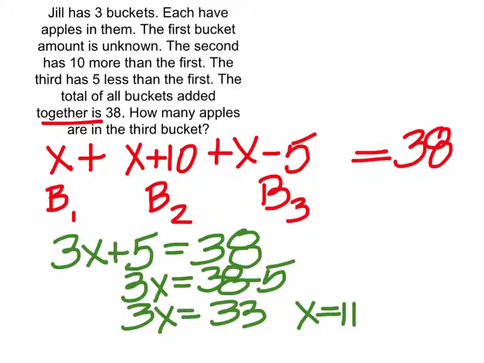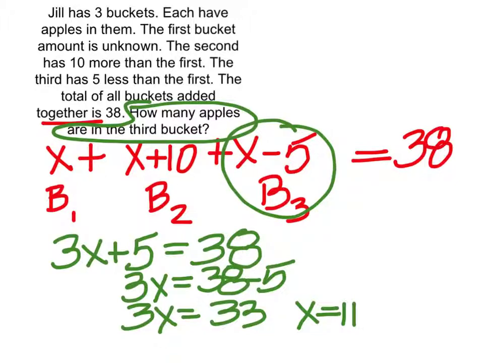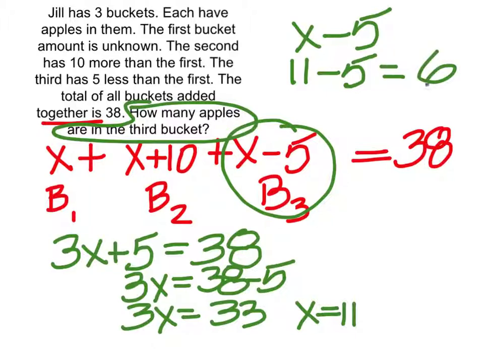Now 11 represents which bucket? Bucket 1, right. So don't make the mistake of stopping once you get X. Make sure you know what you're solving for. The last sentence says you're looking for the third bucket. Here's the third bucket. It is X minus 5. We just found X to be 11. So how many apples are in the third bucket? 6, yes.